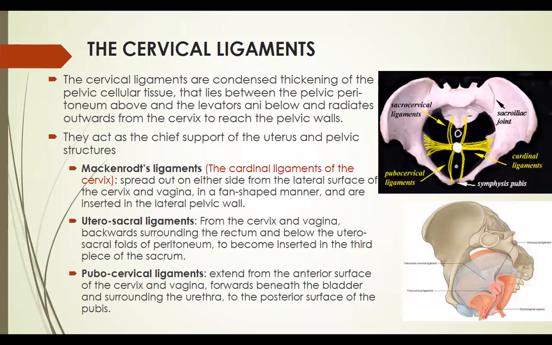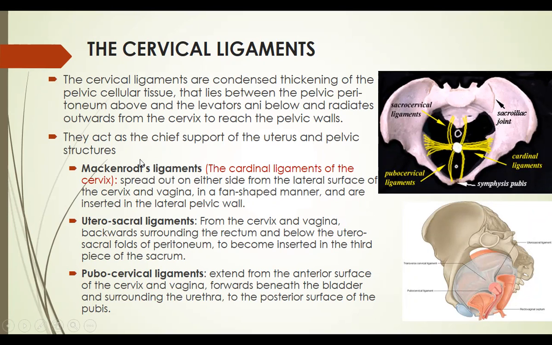Then apart from that, there are other ligaments which are attached to the cervix and hold the cervix in its normal position. This is the pelvis and this is the cervix, and there are three important ligaments which are pulling from all the sides and keeping it in position. Here you can see this is the broad ligament. Apart from the broad ligament, there are three cervical ligaments.